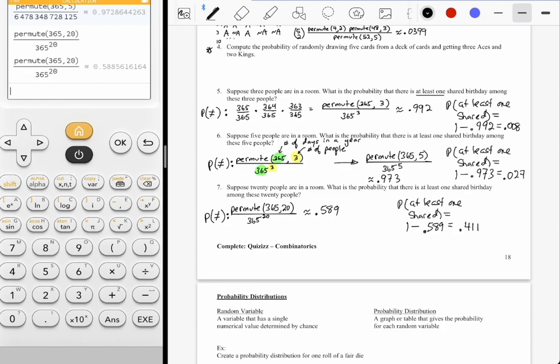So the probability that there would be at least one common birthday just went from virtually impossible to close to a 50-50 chance now. If you have 100 people in a room, 200, you're going to improve your probability. You'll make it a guarantee if you have more than 365 people in a room.